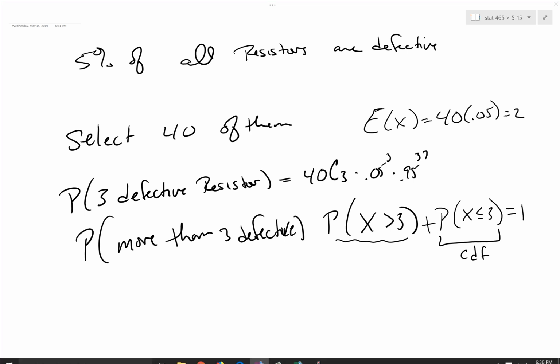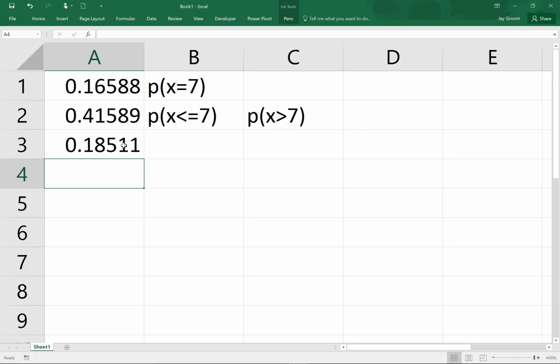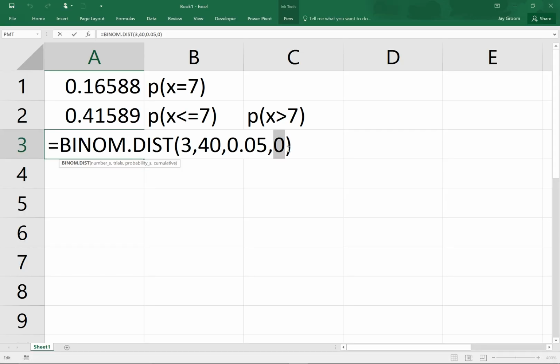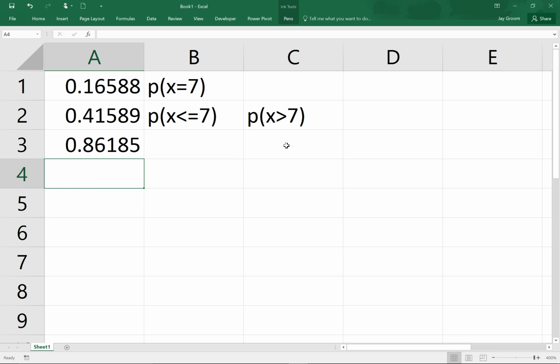Now, if you go into your Excel, which I just had up, the nice thing I like about Excel the most is, boom, I just made it a CDF, yes? That's all I have to do to change it from being a PDF to a CDF in Excel. So when I do that, I get 86%. So I just do 1 minus that. So there's about a 13.8% chance that I will get more than 3 defective resistors.